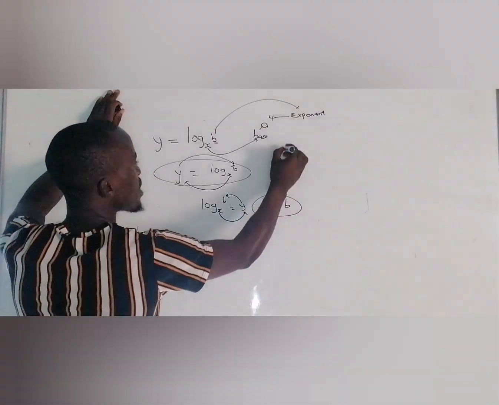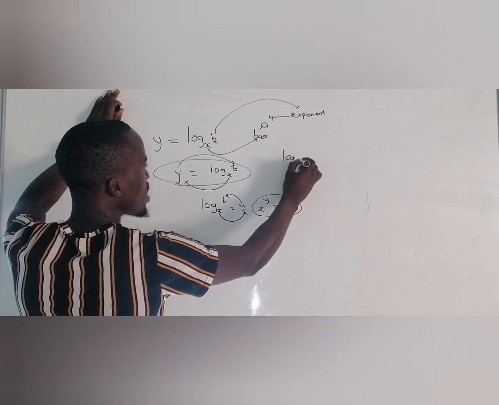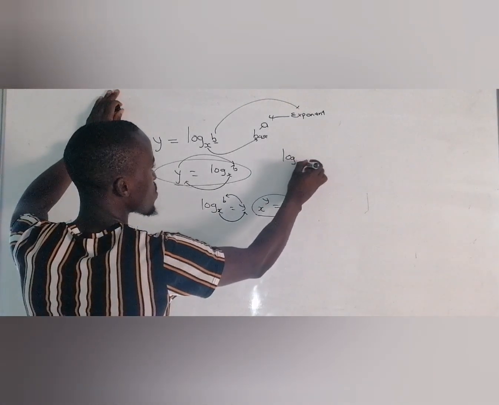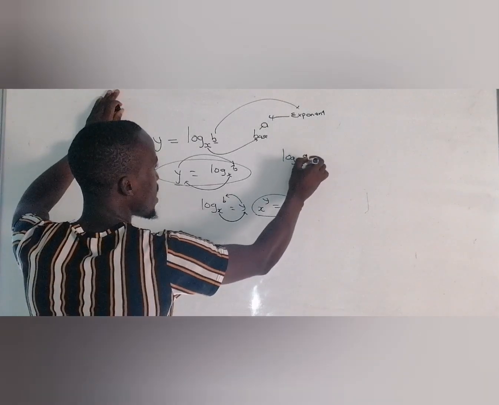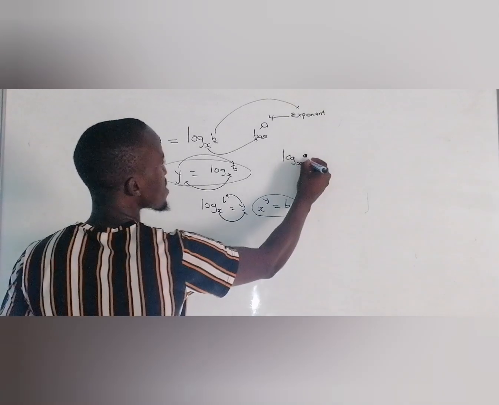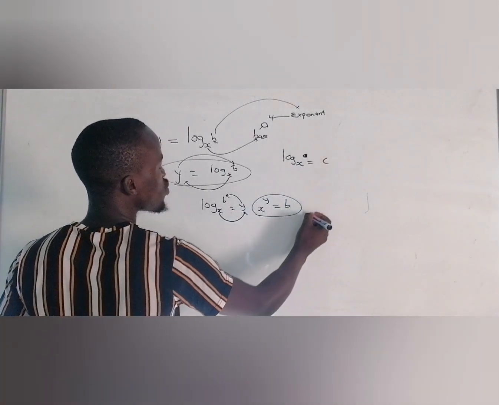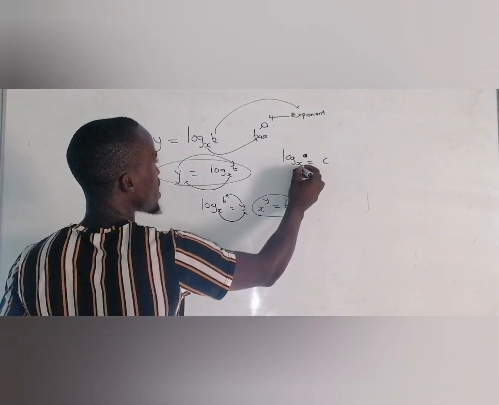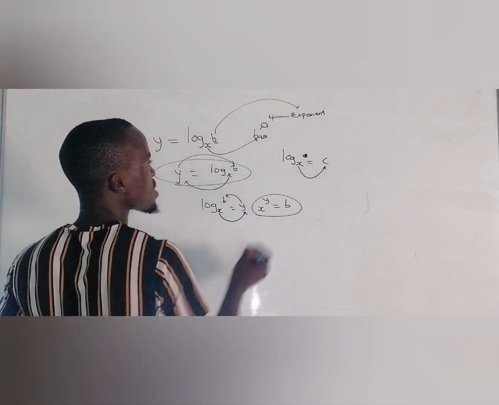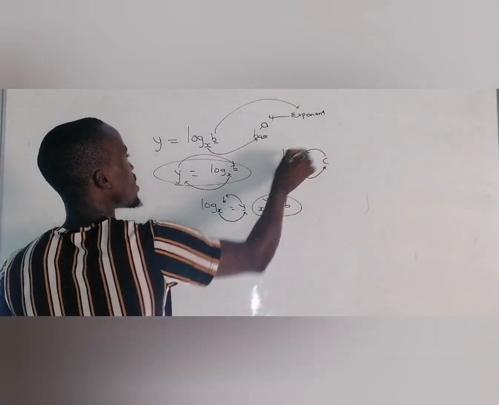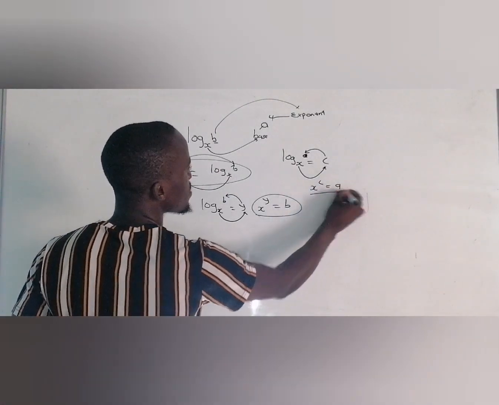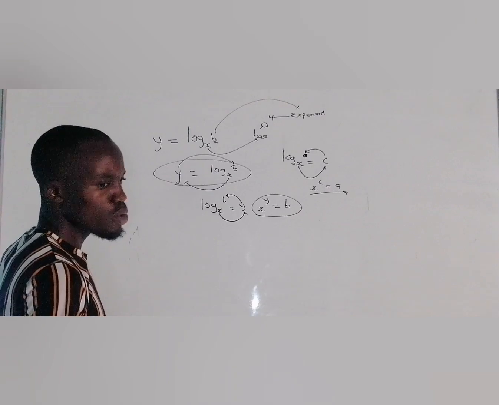Or I can be given something like this, log a base x equals c. For me to write it in an exponential form, I have to say x to the power whatever is on the right of the equal sign equals the exponent on the left, meaning x to the power c equals a. This is how you are supposed to do it.